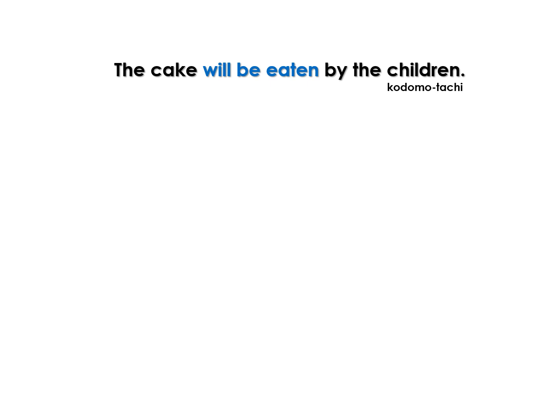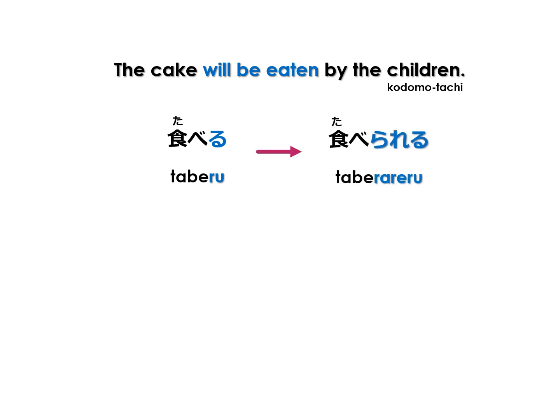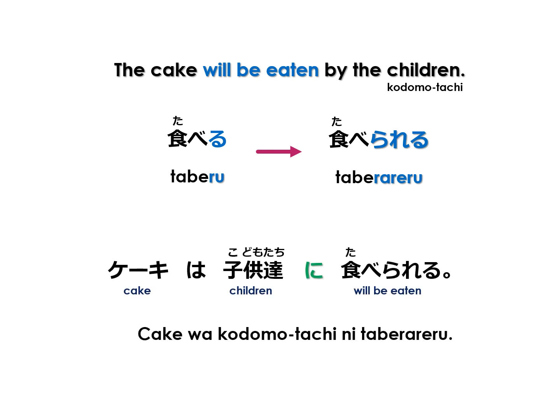Here's our earlier example. The cake will be eaten by the children. To eat is taberu, and its passive form, taberareru. The whole sentence in Japanese: keiki wa kodomo tachi ni taberareru. The cake will be eaten by the children. The focus is now on the cake and not the children. And the word by is indicated by the particle ni, kodomo tachi ni, by the children.